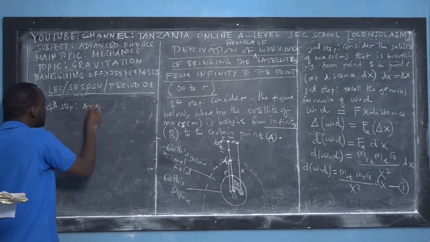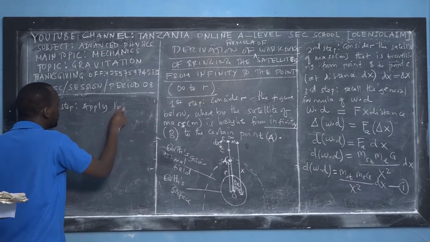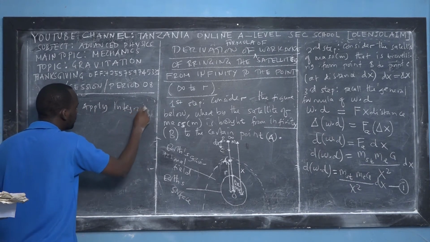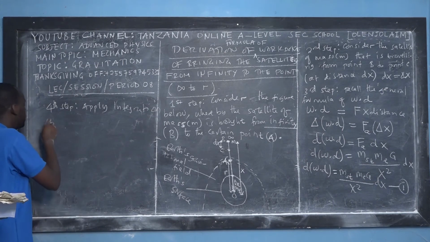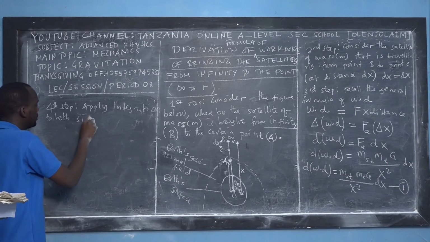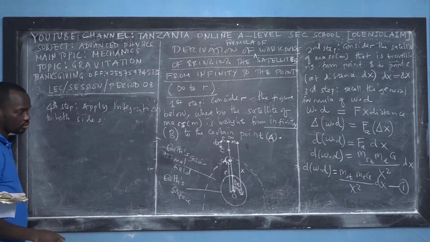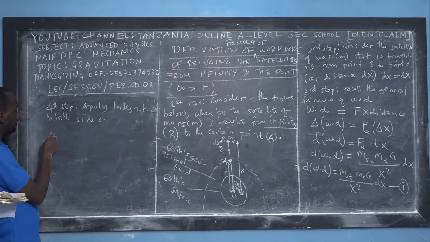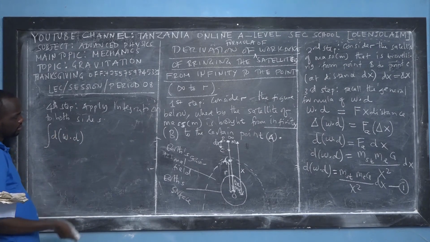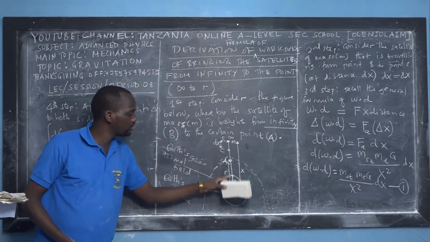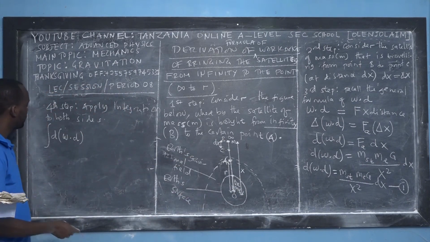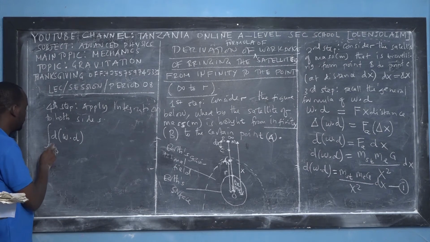We have to apply integration to both sides. So to apply integration to both sides, on the left hand side, you have small change in work done, which is the integral from where? You're taking a satellite from infinity to point A.